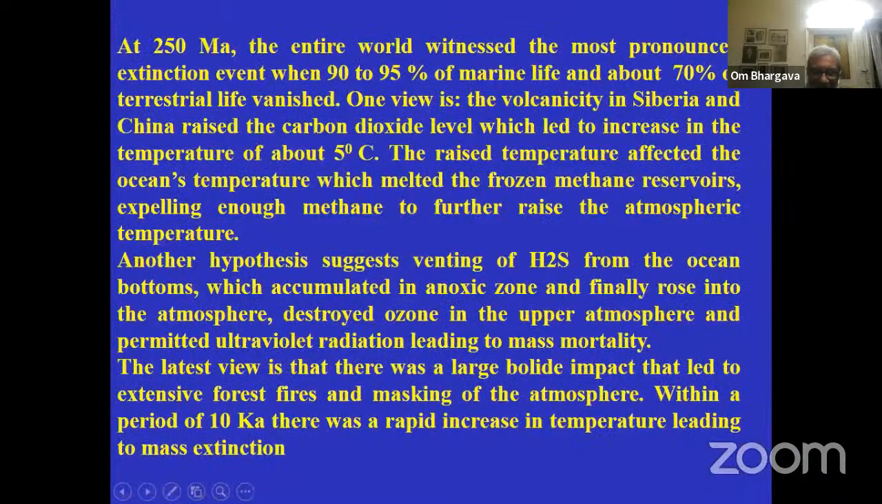This is very important. I hope almost everyone knows that at 250 million years, the entire world witnessed a most pronounced extinction event where 90 to 95% of marine life and 70% of terrestrial life vanished. One view is that volcanicity in Siberia and China raised the carbon dioxide level, which led to an increase in temperature by about 5 degrees. The raised temperature affected the ocean's temperature, which melted the frozen methane reservoir, expelling enough methane to further raise the atmosphere temperature. Another hypothesis suggests that hydrogen sulfide emanated from the ocean bottom and accumulated in the anoxic zone, and finally rose in the atmosphere, destroyed the ozone layer in the upper atmosphere and permitted ultraviolet radiation, leading to mass mortality.